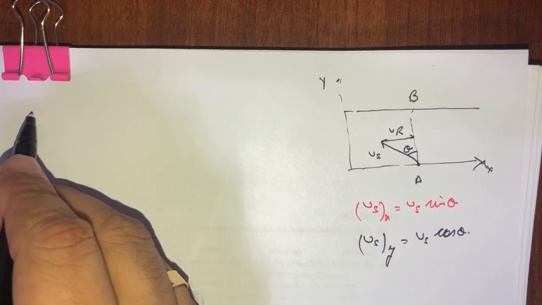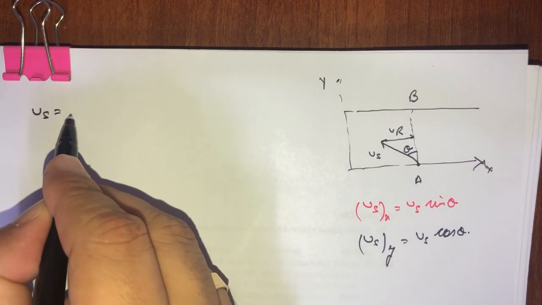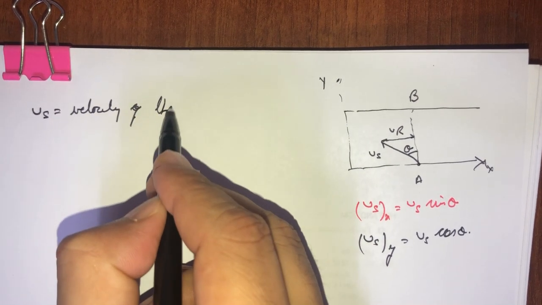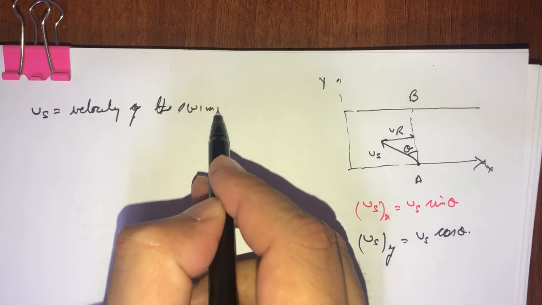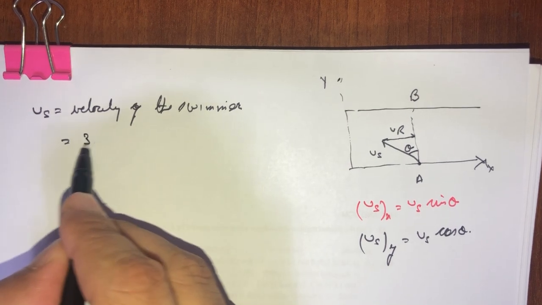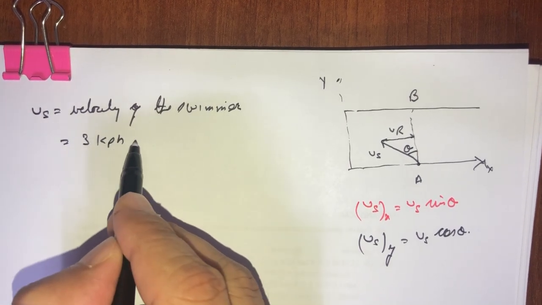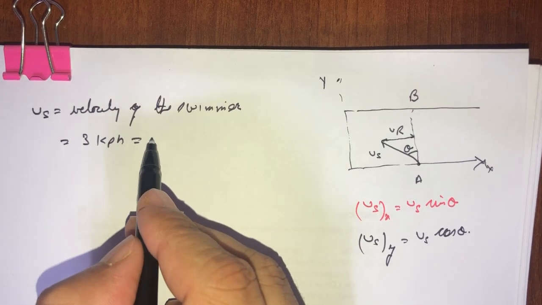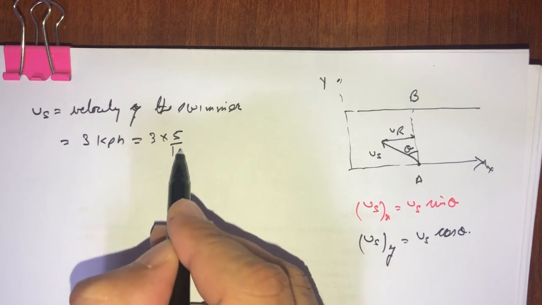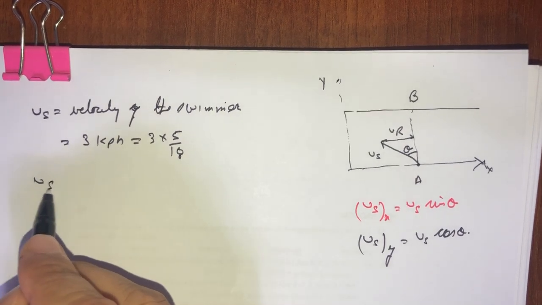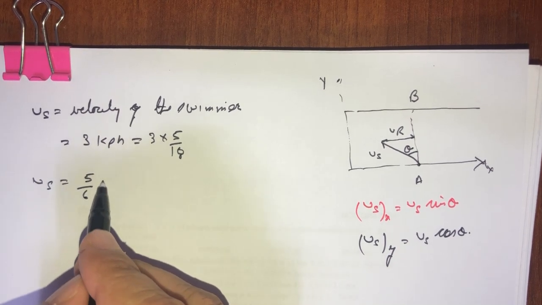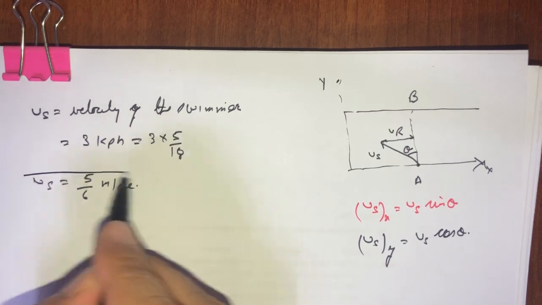We already know that Vs is the velocity of the swimmer, which is given as 3 km per hour. This is 3 kph, and we convert this into meter per second. So this will be 3 into 5 by 18. So Vs will be equal to 5/6 meter per second.